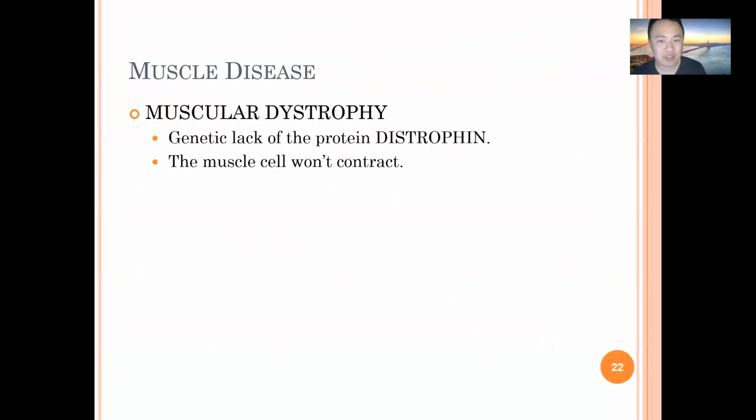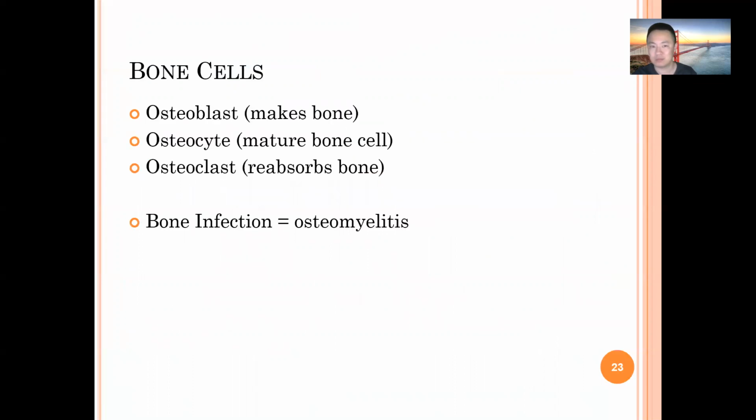Muscular dystrophy here is a genetic lack of the protein dystrophin, and therefore muscles aren't able to contract. There's 3 different types of bone cells here that help to maintain your skeleton. We've got the osteoblast, which makes bone, osteoclast, which reabsorbs or cuts bone, and then we have the osteocyte, which helps to maintain. And when a person gets a bone infection, it's called osteomyelitis.